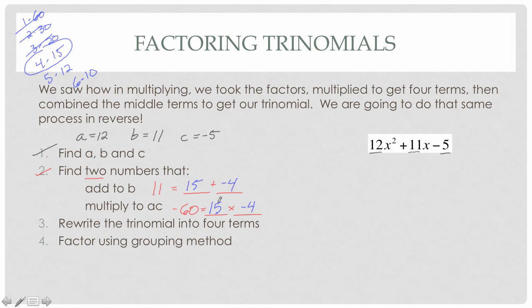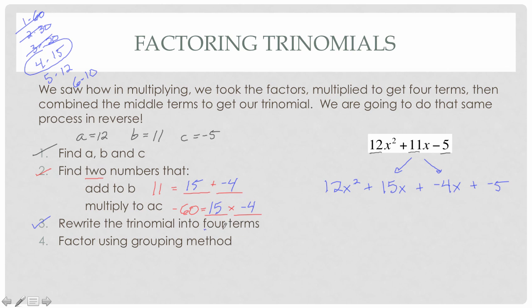There's my two numbers. What do those two numbers do? They let me rewrite my trinomial into 4 terms. Remember, that was the goal? Split this up and get it into 4 terms. That way we can use factoring by grouping. So we got 15x plus negative 4x. There's my two numbers. Notice they add up to whatever b is. But I still got 12x squared. And I still got plus negative 5.